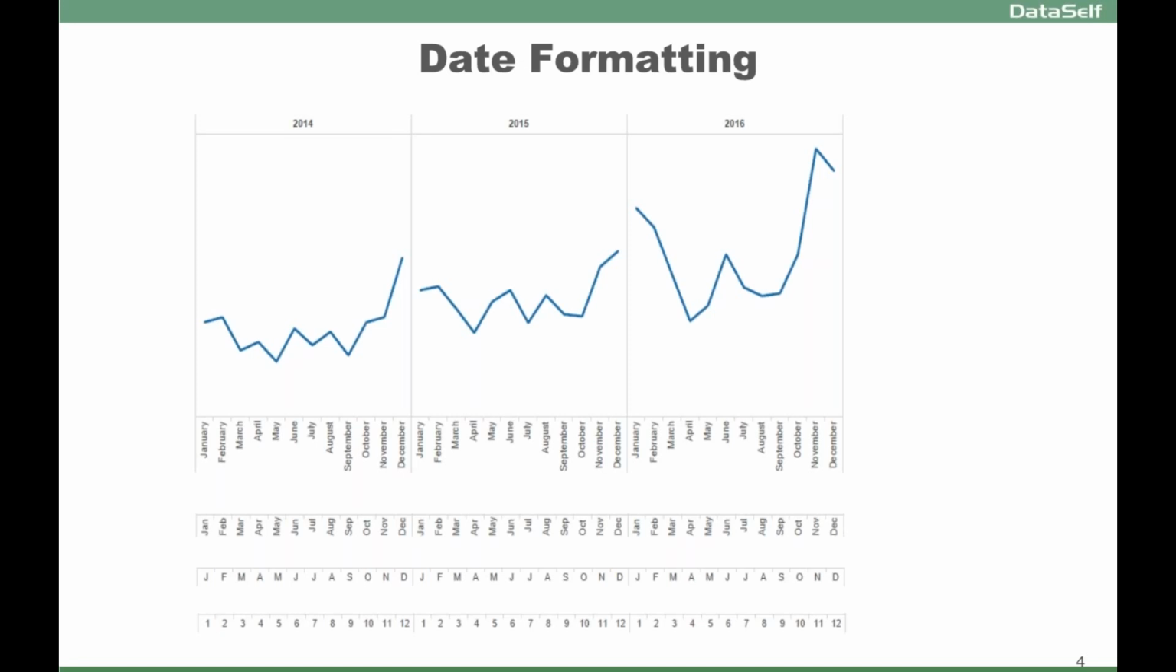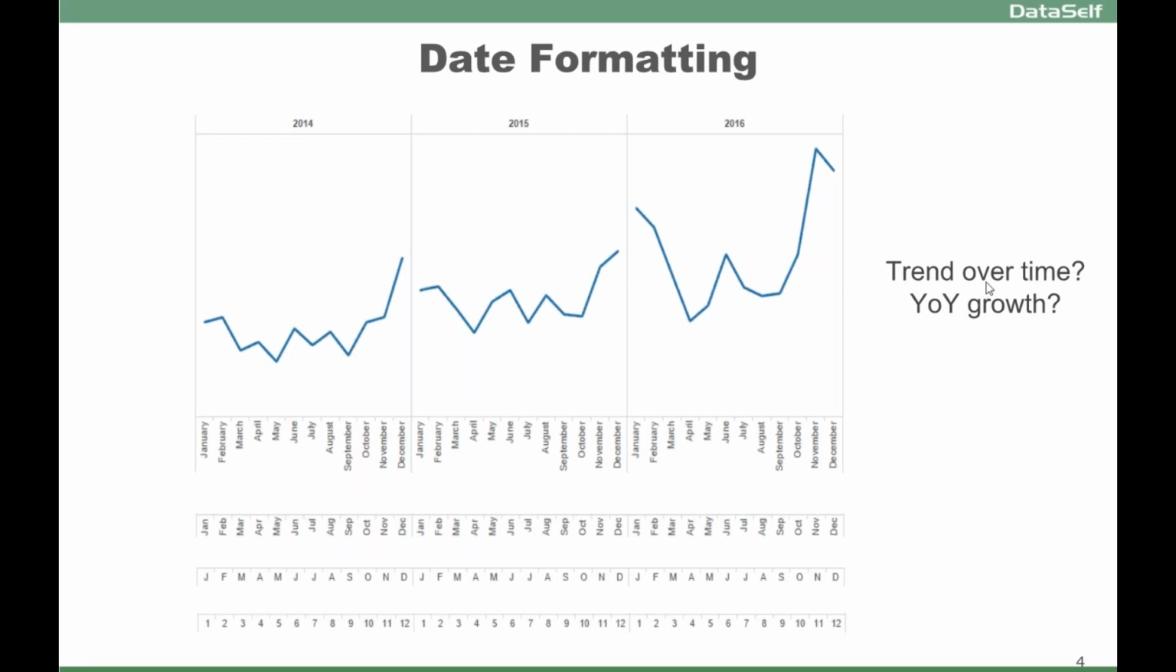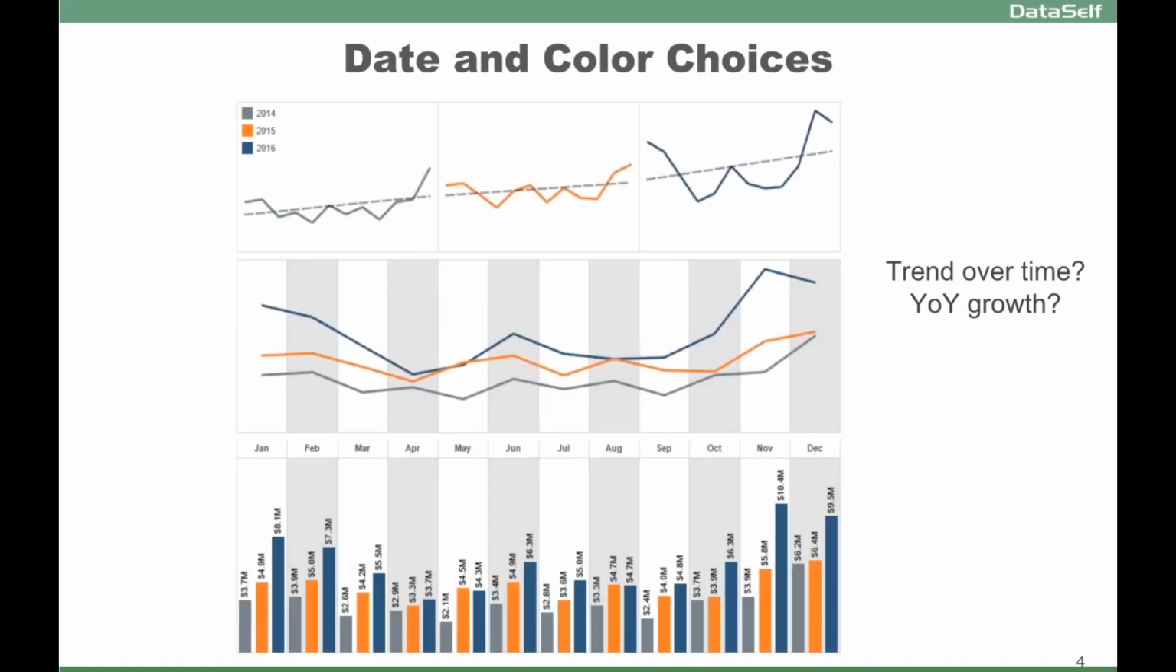Now, this particular report is also for one of our clients. We're trying to see their trend over time and year-over-year growth. The initial visualization was like this. So per year, they're looking by month and trying to understand trend over time and year-over-year growth. Now, by exploring different colors, different chart types, different shapes, after several iterations, they came up with this approach. At first, when you look at this approach, it may be a little bit overwhelming. There is a lot of information.